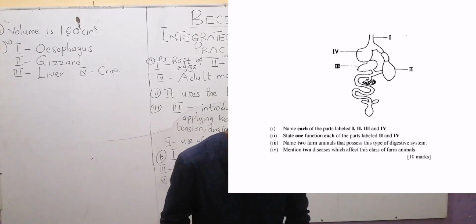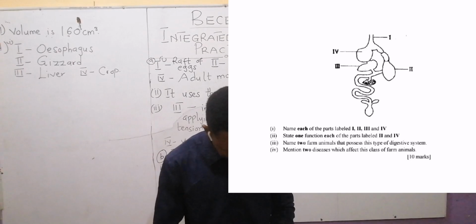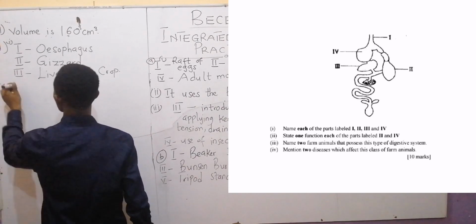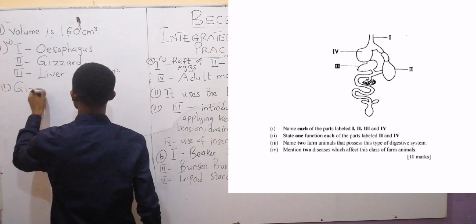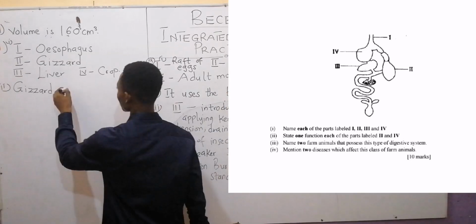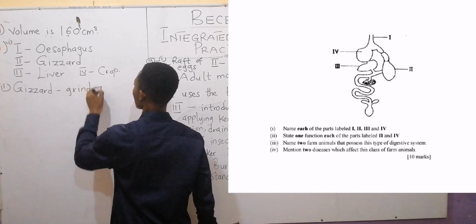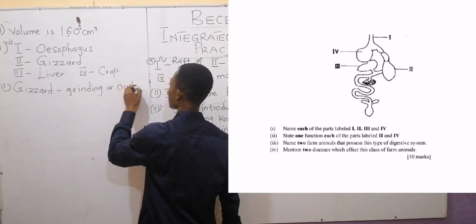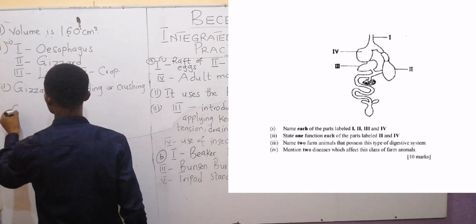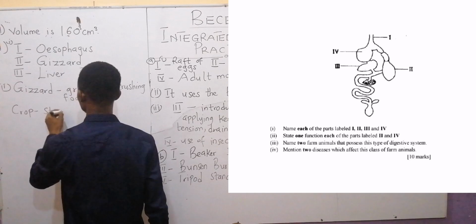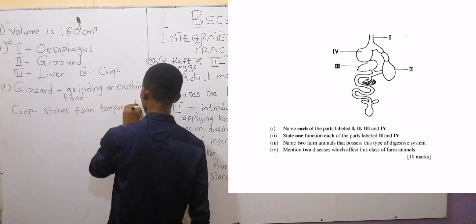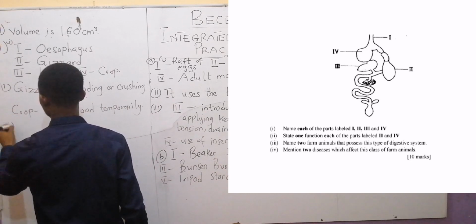Okay. State one function each of the parts labeled II and IV. So we are looking at the function of the gizzard and the crop. Now the gizzard grinds or crushes food. And the crop stores food temporarily.